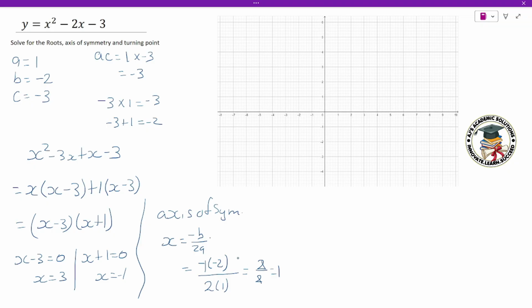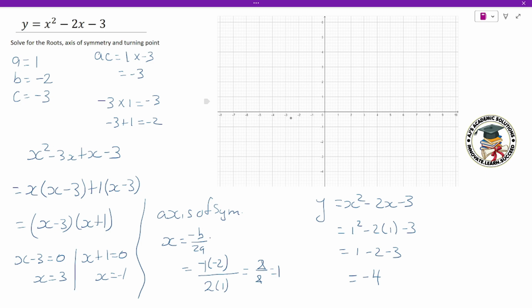Now, to know what the y value is, that would be the turning point, we'll use what we're given as the original equation, which is y is equal to x squared minus 2x minus 3. So using 1, where we see x, we're going to have 1 squared minus 2 times 1 minus 3. So this is 1 minus 2 minus 3, which is going to give me negative 4. Now, using all of this information, it will allow you to actually draw the graph.